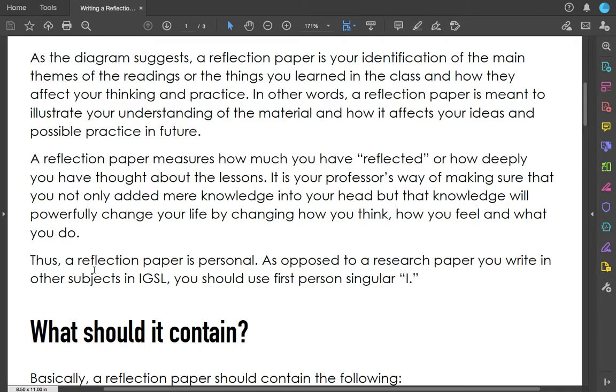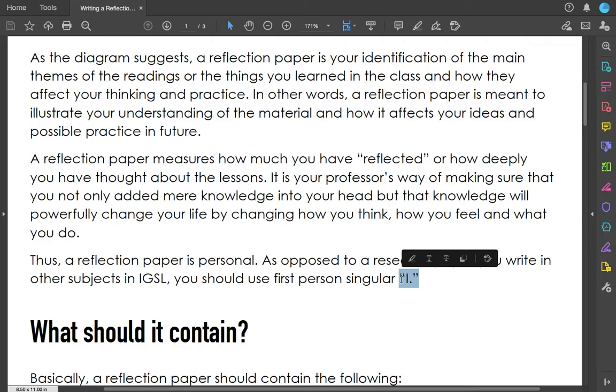Thus, a reflection paper is personal. As opposed to a research paper you write in other subjects in IGSL, you should use first person singular I. You can't do this with research papers. You can't use I. You can't do it in a summary, right? Remember, we don't use first person I. But with a reflection paper, you are highly encouraged to do this because it is meant to be personal.